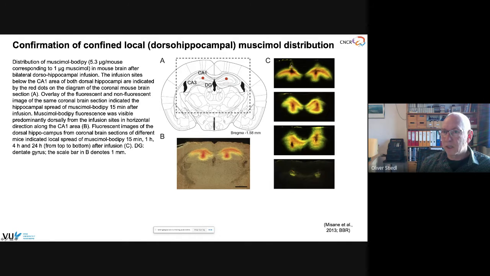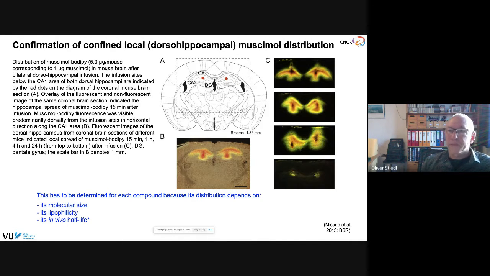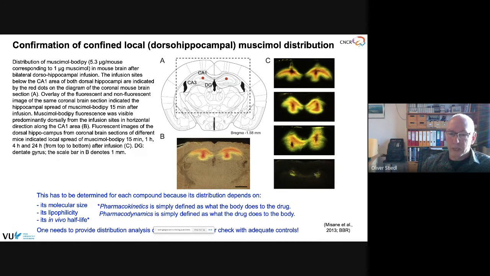So what we found is there is leakage based on the cannula to some extent, but maybe because when we terminate the animals and pull out the cannulas, there is some leakage. But we can see that the distribution is roughly contained to the dorsal hippocampus, and the highest level of binding is in the areas where we know that GABA receptors are expressed in the hippocampus. And we know that 24 hours later, this fluorescence is gone. And based on this, now we know exactly that this depends on the molecular size, the lipophilicity, and its in vivo half-life of the compound.